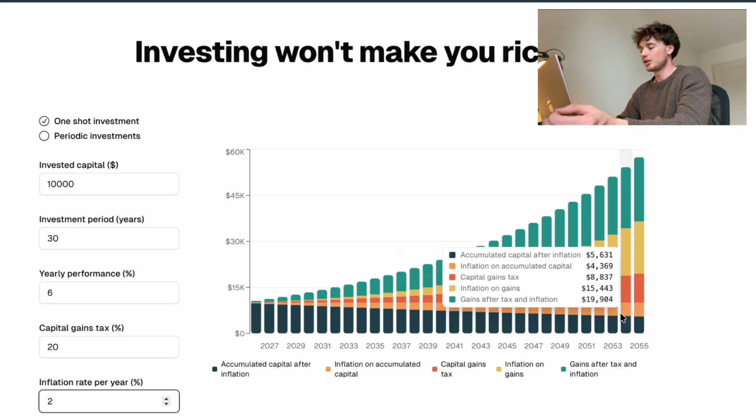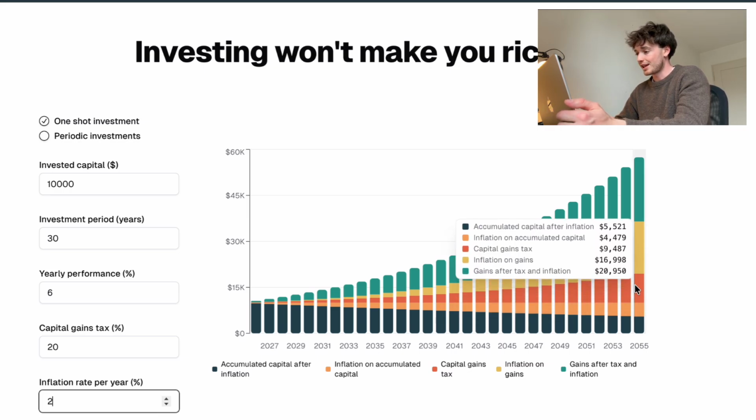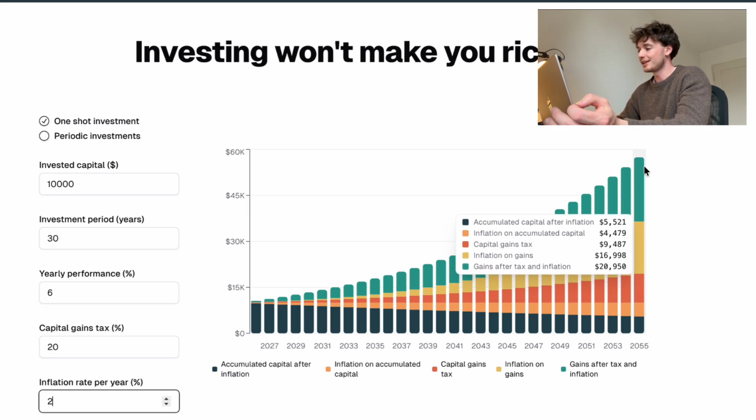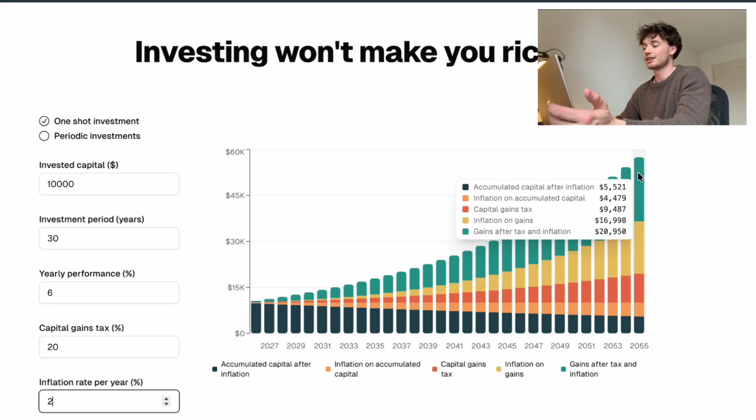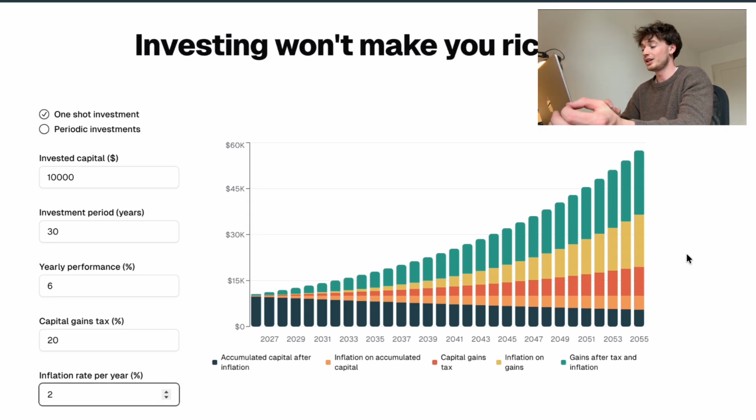Our starting capital of $10,000 has been eaten by inflation. We are left with a buying power of almost half. We have a capital gain tax of almost $10,000 and our gain after tax is just $20,000. So less than half of what we had before. And this is crazy because this graphic really shows you the reality of things.